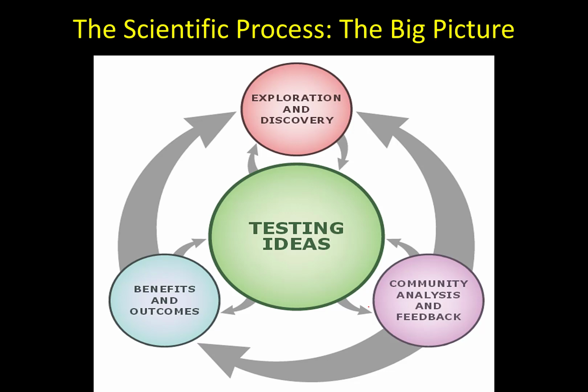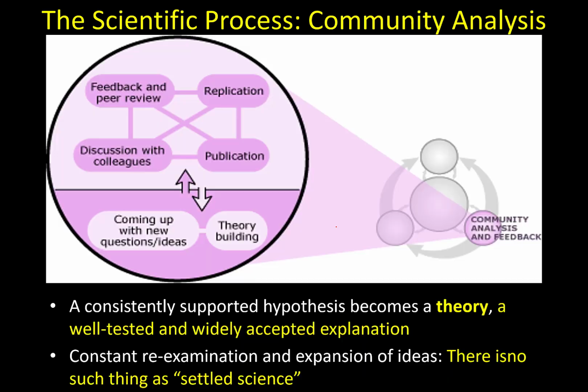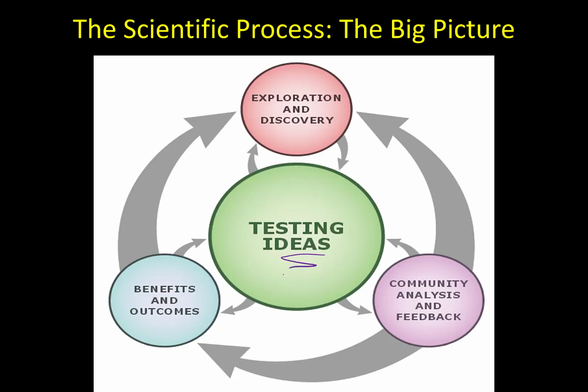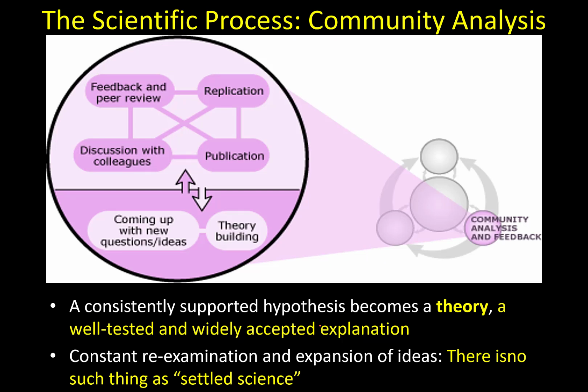So again, remember this big picture of the scientific process. We've covered testing ideas, and that you get those ideas from exploration, observation, discovery. The next step is to take your ideas and send them out into your community to see if your interpretation matches everyone else's. Community analysis involves other people reviewing your results, discussing them, and then seeing if they can replicate them, seeing if they can come up with the same results you did. During this process of review, you'll frequently come up with brand new questions and ideas that are generated out of this conversation and this back and forth with your peers.